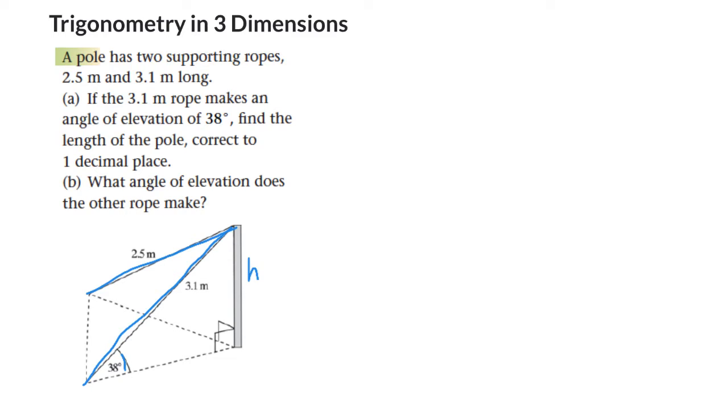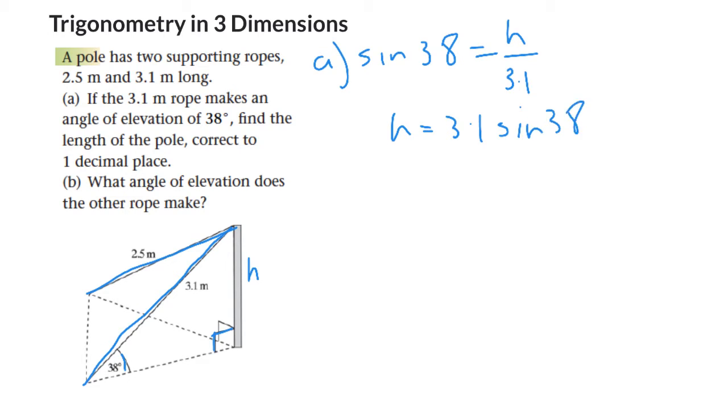So we're going to ignore the 2.5 to start with, and we're going to use the sine ratio because we're using the opposite and hypotenuse in this right angled triangle here. Got a right angle down here. So for part A, sine 38 equals h over 3.1. h equals 3.1 sine 38, which is approximately 1.9 meters to 1 decimal place, as we're asked to do there.